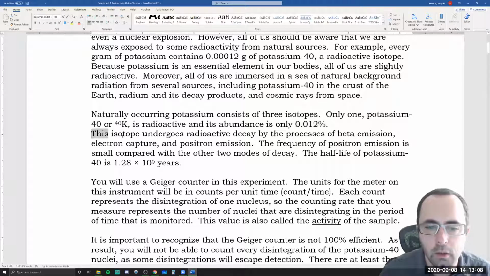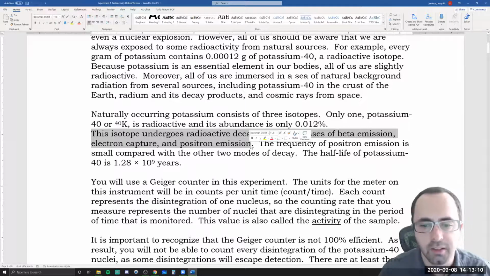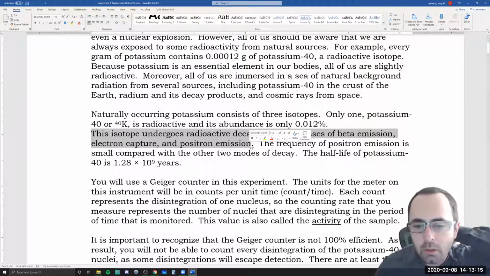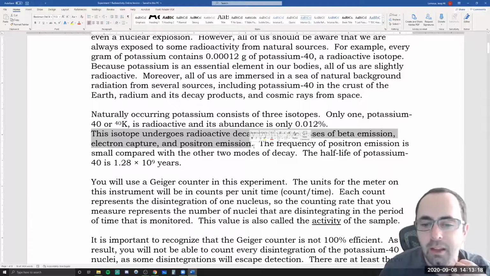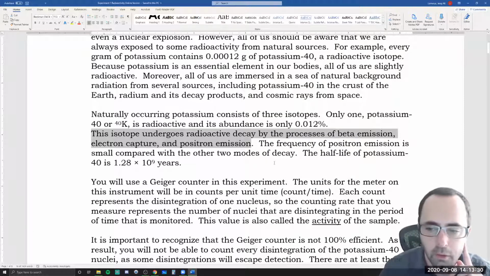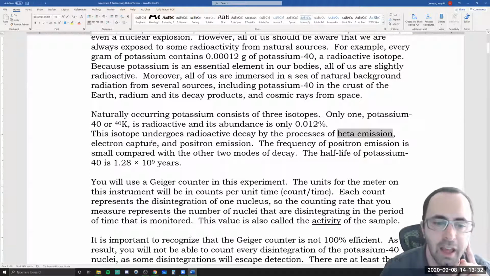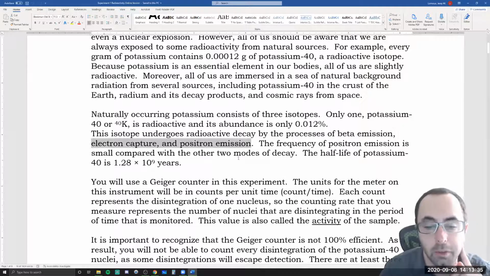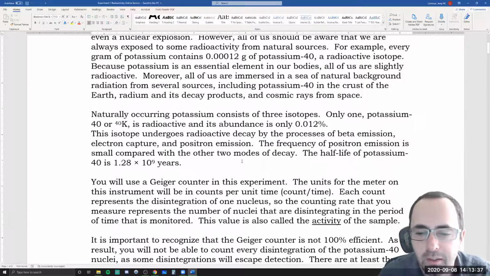It does undergo decay by actually several different types of decay processes, including beta emission, electron capture, and positron emission. In the pre-lab exercise, you're asked to write down nuclear equations for its radioactive decay processes. You want to write equations for these 3 processes. It's surprisingly undergoing beta emission, electron capture, and positron emission, which is unusual. Usually, it's one or the other, as we described in the lecture, but it can undergo all 3 of these.